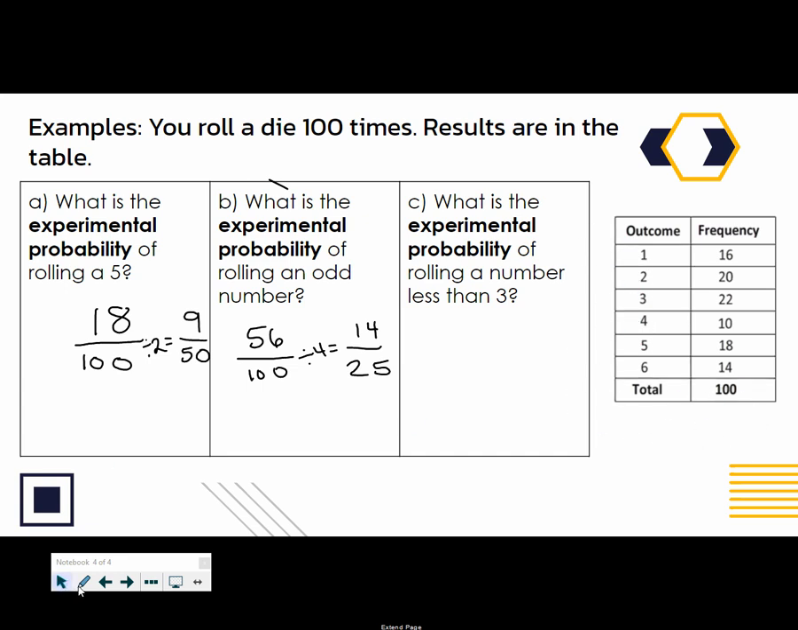Okay, and then the last one says, what is the experimental probability of rolling a number less than 3? So numbers less than 3 would just be 1 and 2. So we're going to add up 16 and 20. So 16 plus 20, and that would give me 36. So the experimental probability of rolling a number less than 3 would be 36 out of the total number of trials, out of 100. So then I'm going to divide both by 4. And I'm going to get 9 out of 25.